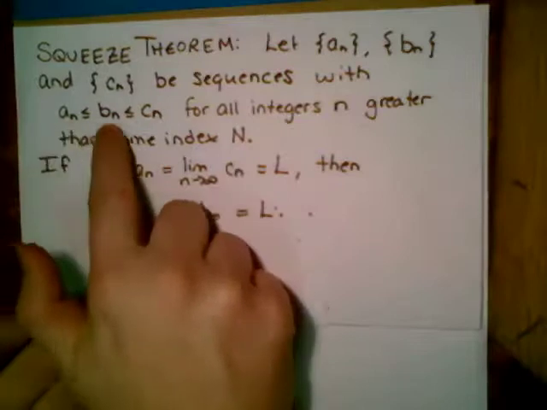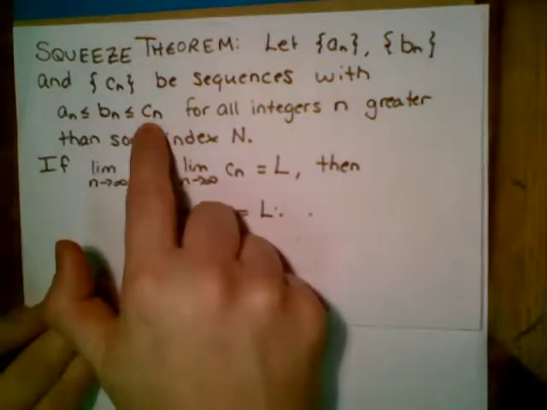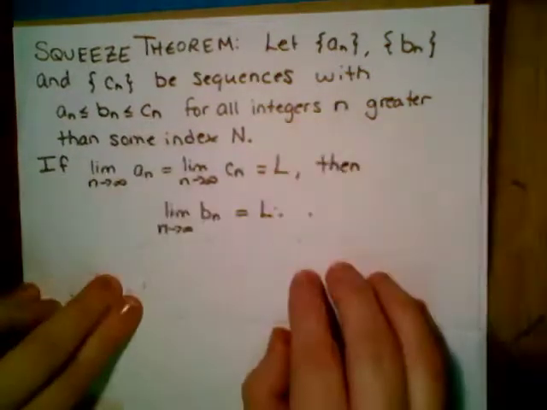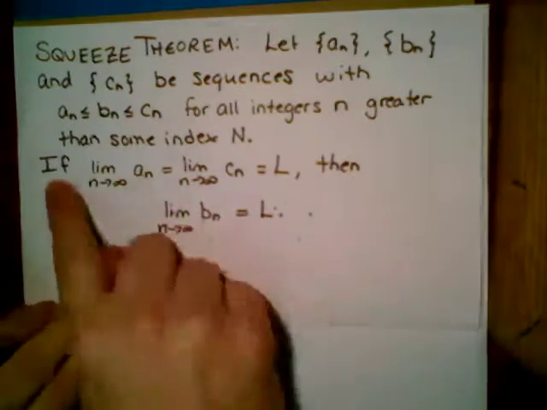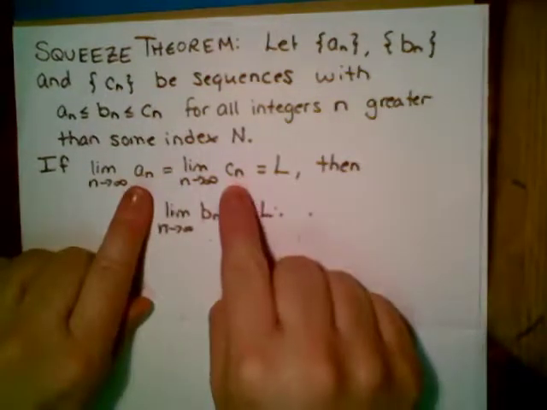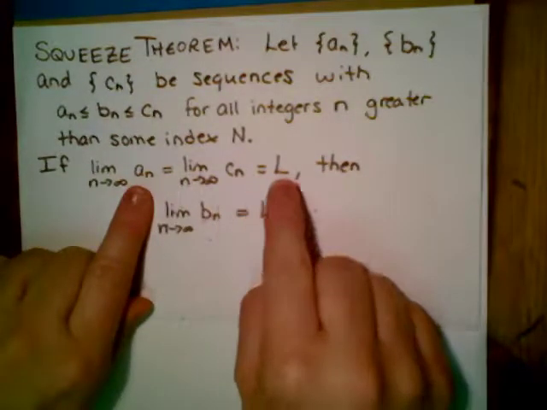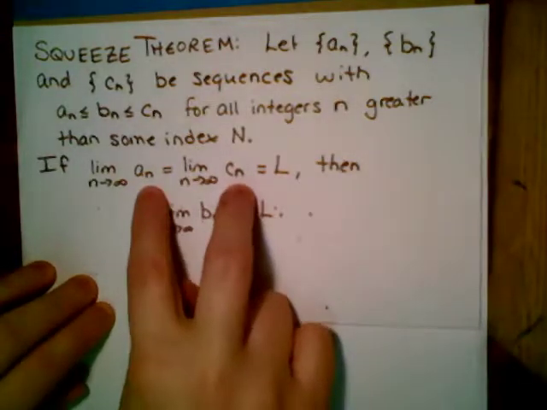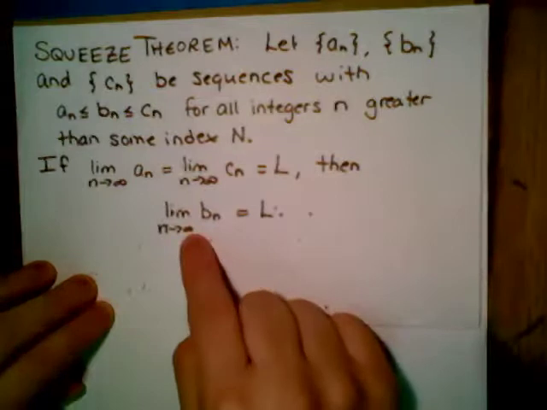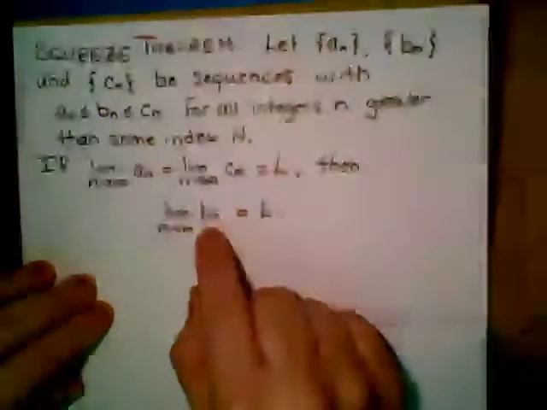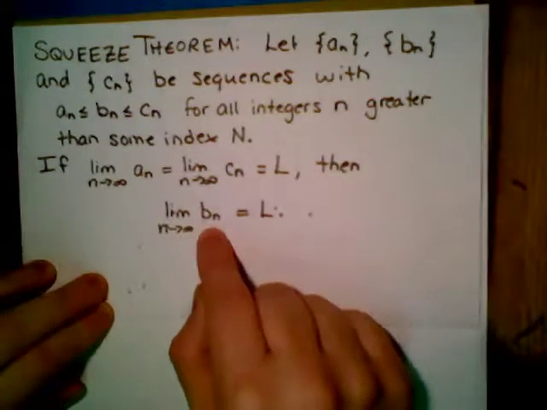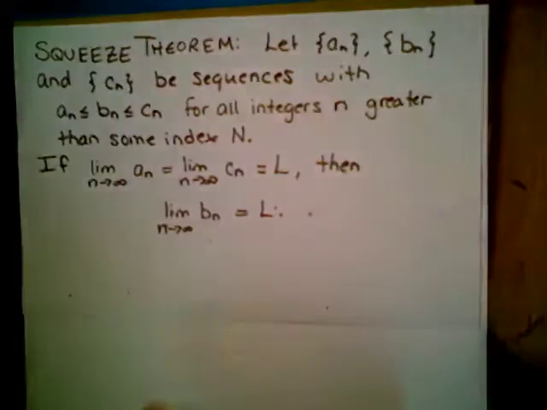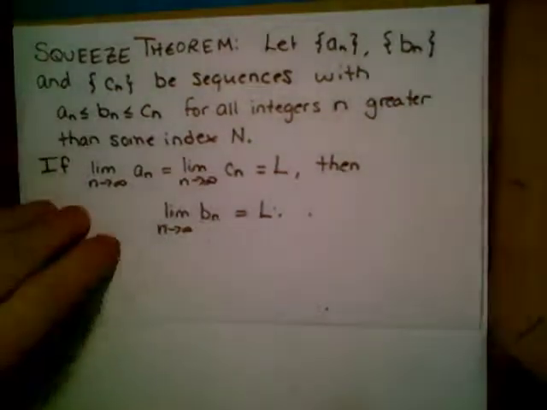So if you can show this inequality is true for all but a finite number of terms of our sequence B sub n, and if you can show the limits of A sub n and C sub n exist and are equal to L, if you can show that these two sequences converge, then you can conclude using the squeeze theorem that the sequence B sub n also converges and converges to L. Okay, let me set that aside.